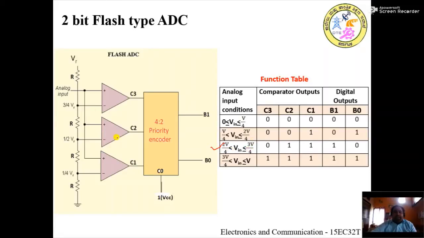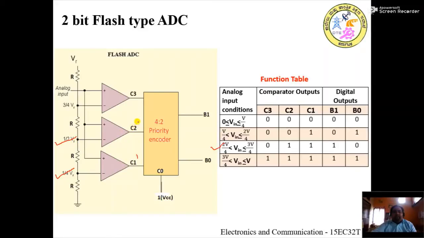So in such a case, that means the unknown analog input voltage is greater than the first reference voltage as well as the second reference voltage, but it is less than or equal to the third reference voltage, that is 3V by 4. So in this case, the comparison operation at C1 will result in a logic 1, because the unknown analog input voltage is greater than V by 4 obviously, as well as it is greater than 2V by 4 or V by 2.